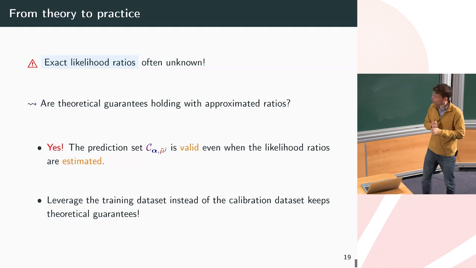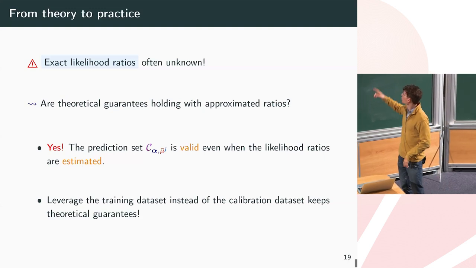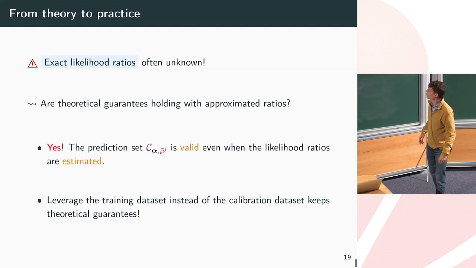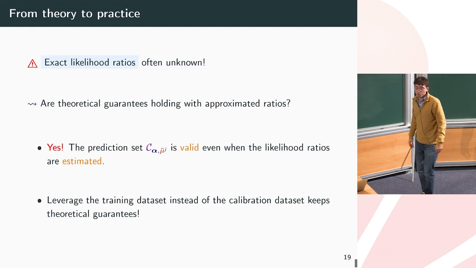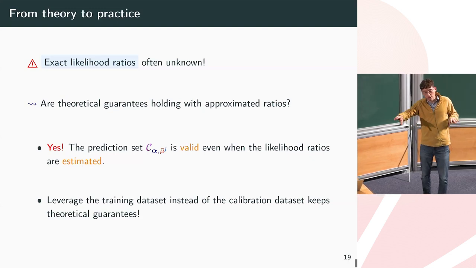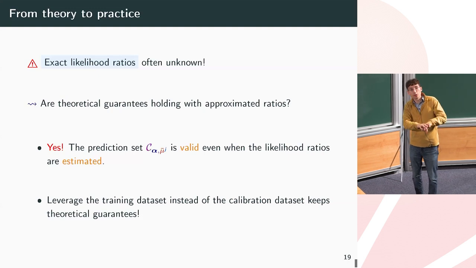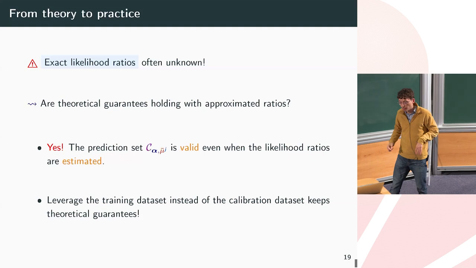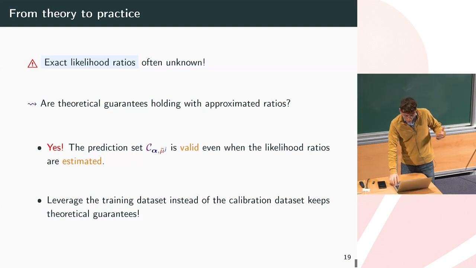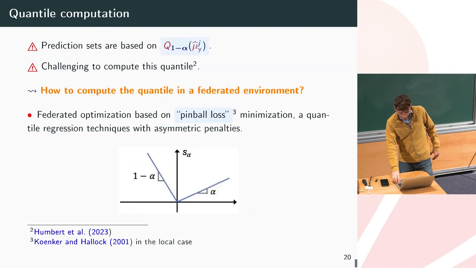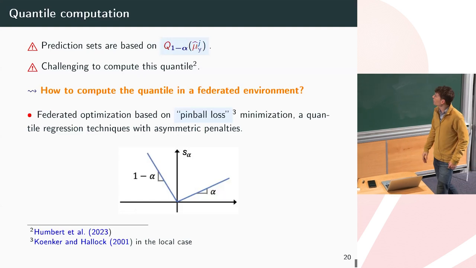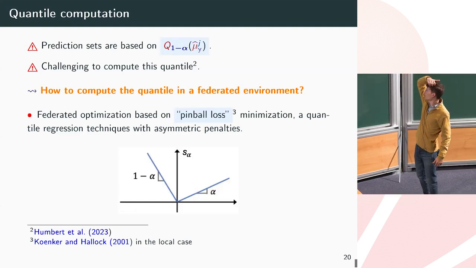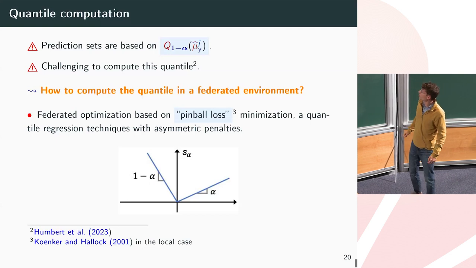Also, one good point is that the likelihood ratio can be estimated on the train set, whereas in machine learning generally, you want to split a data set into training, calibration, and test. Here, you can leverage the training set twice, which is a good point because you have more data in the training data set. We also have to determine a quantile in our method, which is a quantile of the weighted distribution.